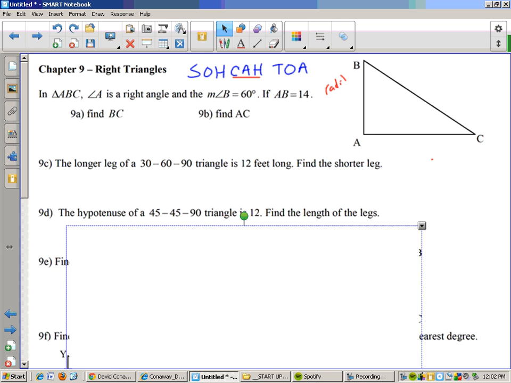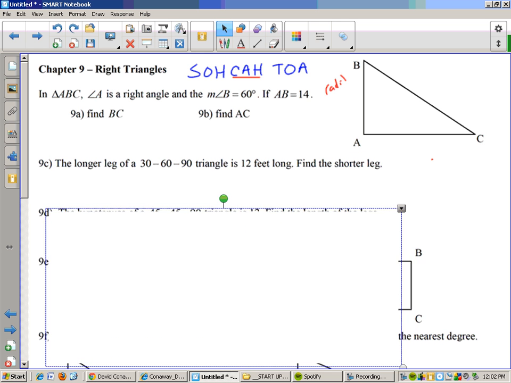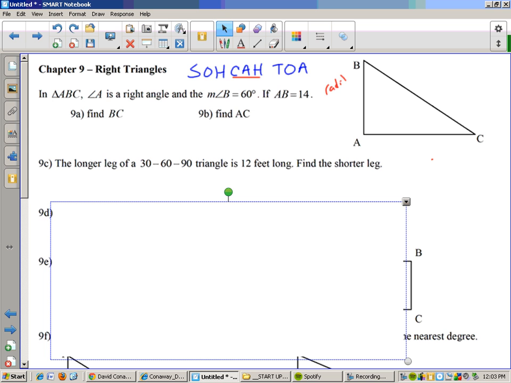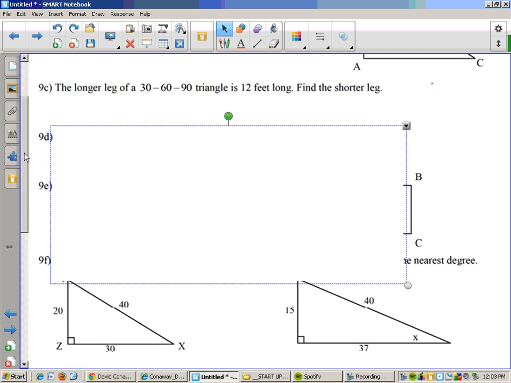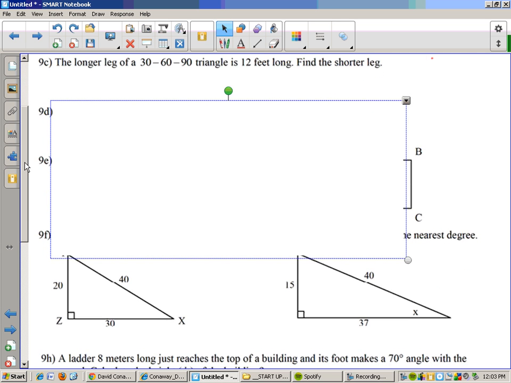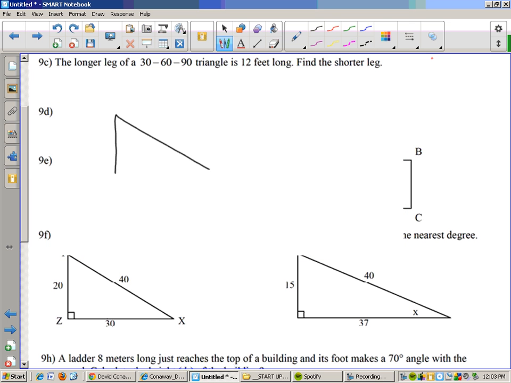Let's move my box here. The longer leg of a 30, 60, 90 triangle is 12 feet long. Find the shorter leg. All right, so we've got a 30, 60, 90 triangle.